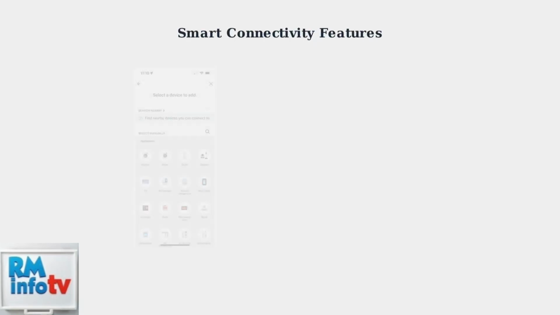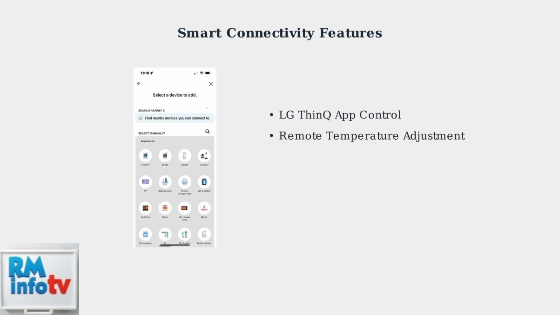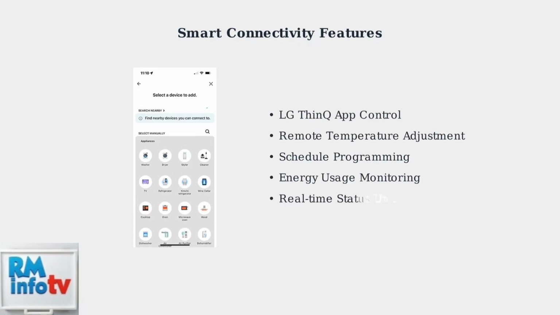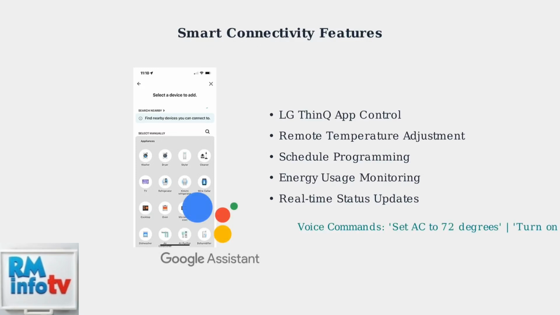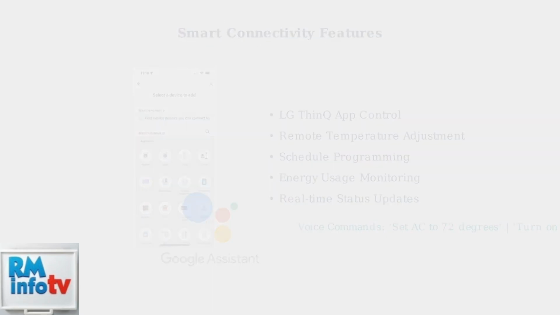Modern LG portable air conditioners integrate smart technology for enhanced convenience. Wi-Fi connectivity enables remote control through the LG ThinQ mobile app, allowing you to monitor and adjust settings from anywhere. Voice control integration with Amazon Alexa and Google Assistant provides hands-free operation. Simply speak commands to adjust temperature, change modes, or turn the unit on and off without touching any controls.